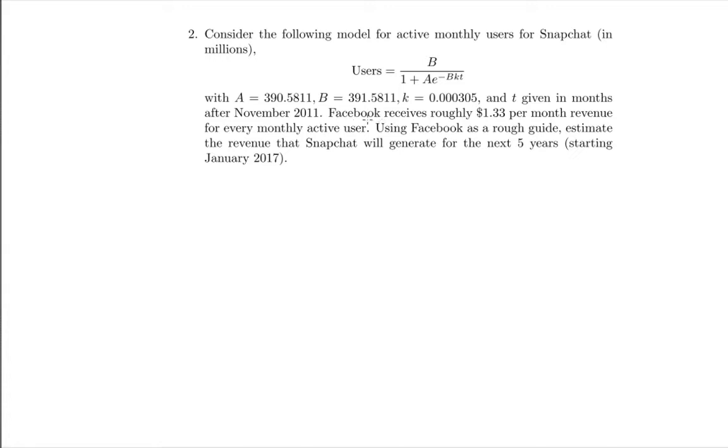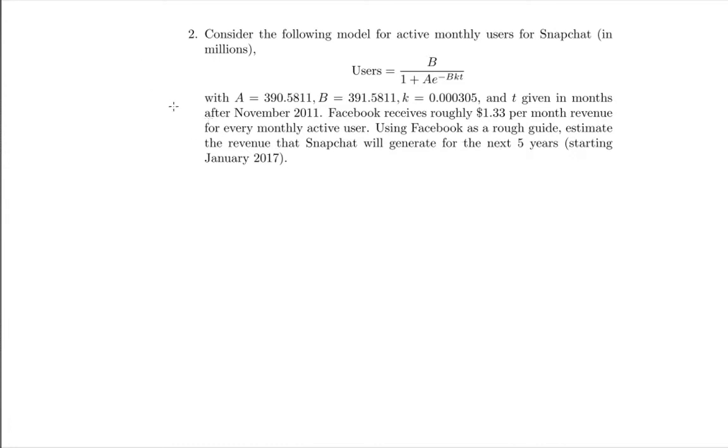If we look at some of the statistics, it says that Facebook receives roughly $1.33 per month revenue for every monthly active user. So if we assume that Snapchat will have a similar revenue, let's estimate the revenue that Snapchat will generate for the next 5 years, starting in January 2017. Okay, so it's asking for the total revenue for the next 5 years.